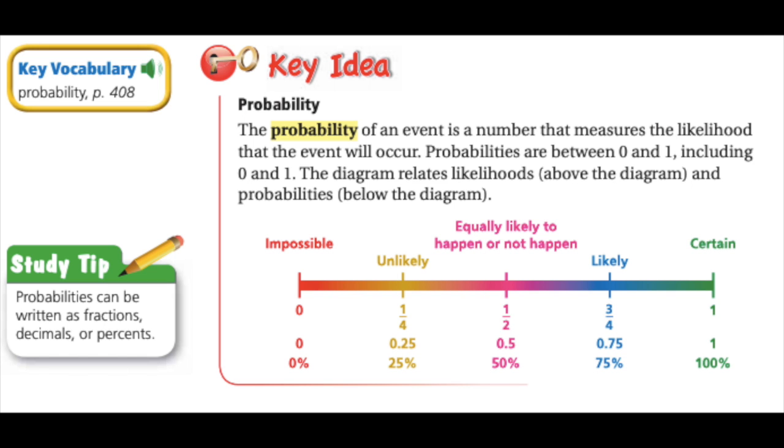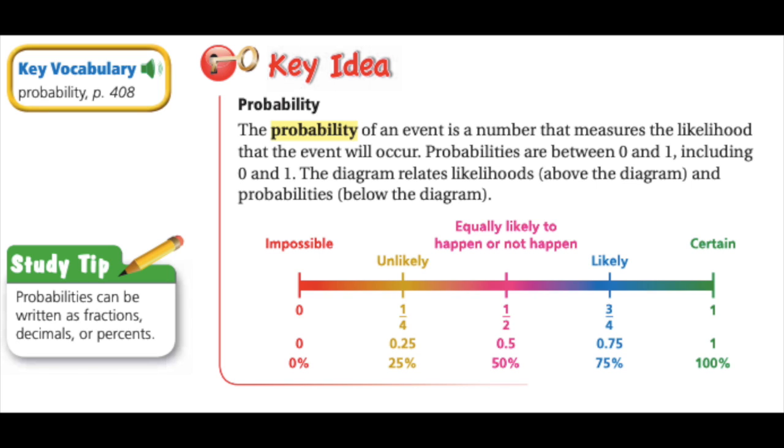As you can see, the probability of an event is a number that measures the likelihood that the event will occur. Probabilities are between 0 and 1, including 0 and 1. The diagram that you can see here relates likelihood to a word, right? So something with a likelihood of 0 is impossible, or 0%.